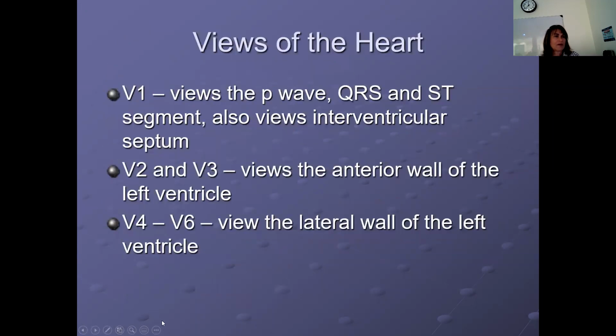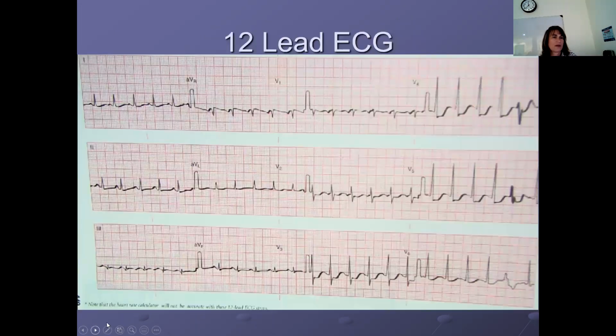So V1 shows different parts of the waves. This is not a test question. V2 and 3 is looking at the anterior wall, 4 through 6 is looking at the lateral wall. And this is what you get when you print your 12 lead EKG.